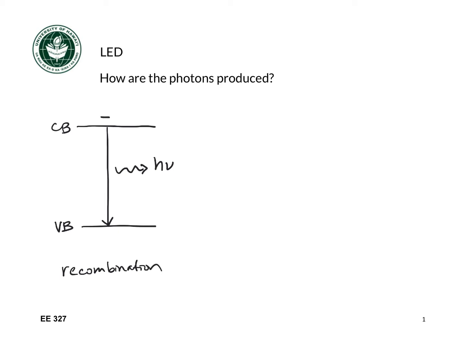Well, if the electron is at the lowest state of the conduction band, and it decays down to the highest energy level in the valence band, then we know that that photon energy is going to be exactly equal to the band gap energy.